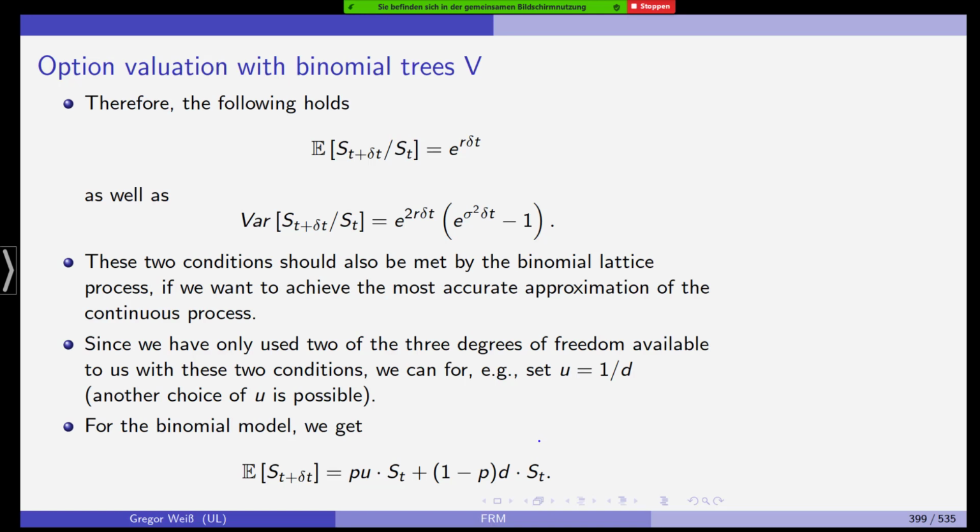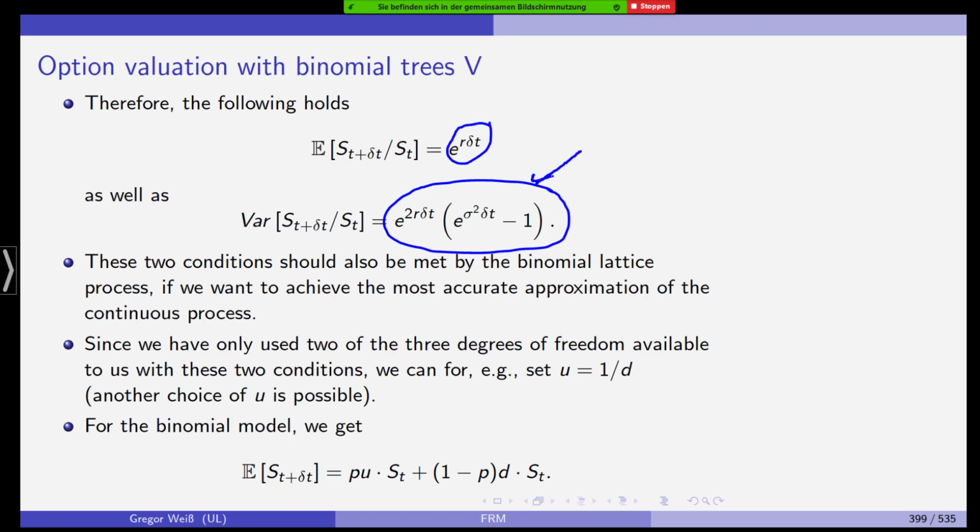So, let's do this. The expected value of the log returns, actually not log returns, but of the plain returns, is this exponential function. The variance is given by this. So on the binomial lattice process, these two conditions should be met. The expected return should be this exponential function here, and the variance of the return should be this.